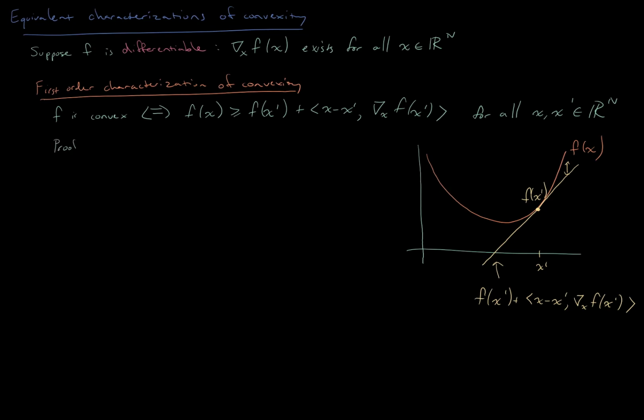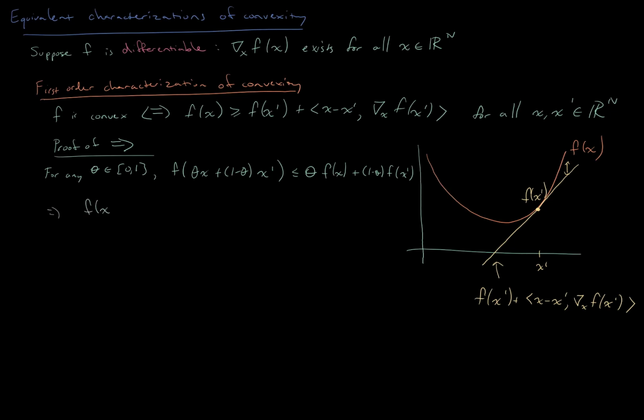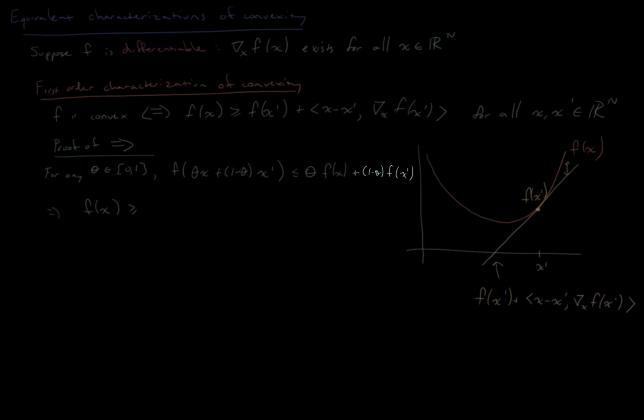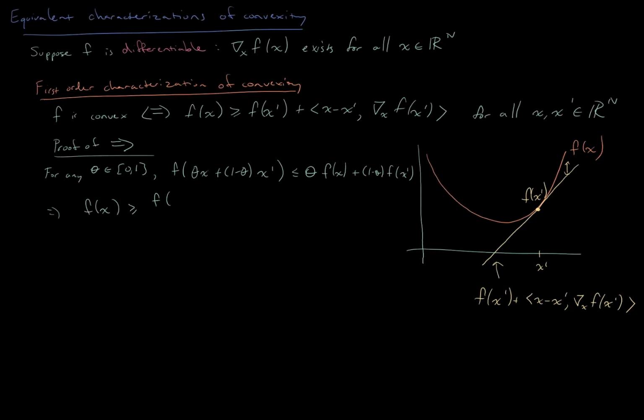So here I'm just going to prove that if f is convex, then we have this inequality. The proof is pretty much a direct consequence of the definition we've already given. So recall that for a convex function, this means that for any theta in between 0 and 1, we have that f of theta times x plus 1 minus theta times x prime is less than or equal to theta times f of x plus 1 minus theta times f of x prime. And if we just rearrange this equation and pull f of x over to one side, so we just subtract these terms over and divide by theta, we get this expression.